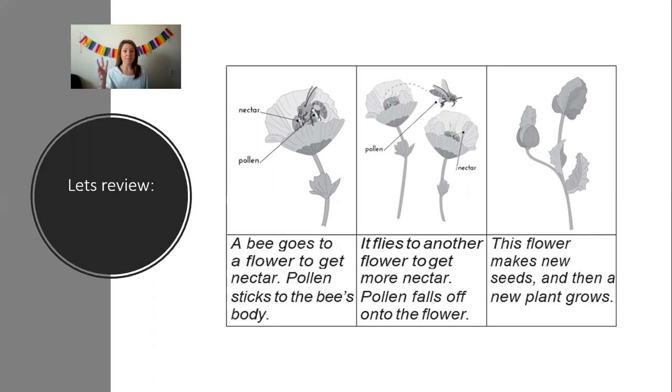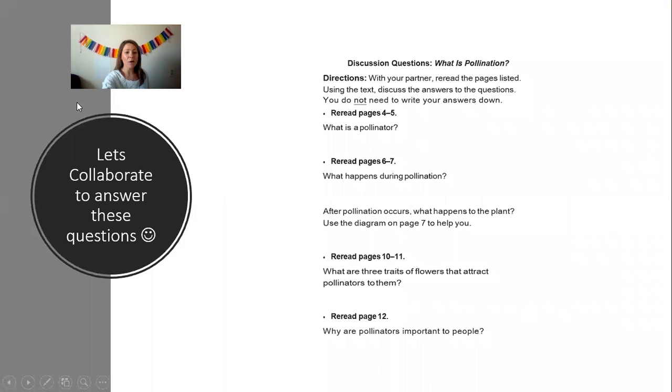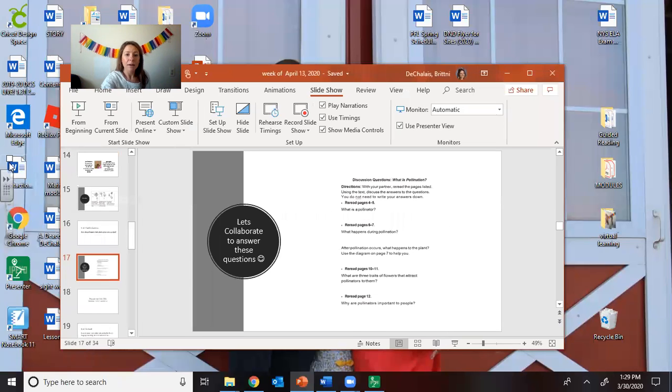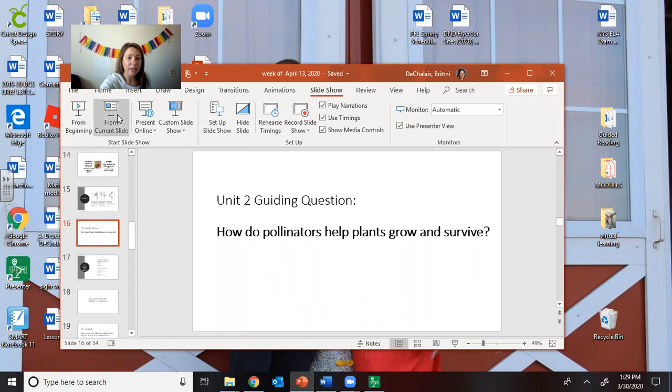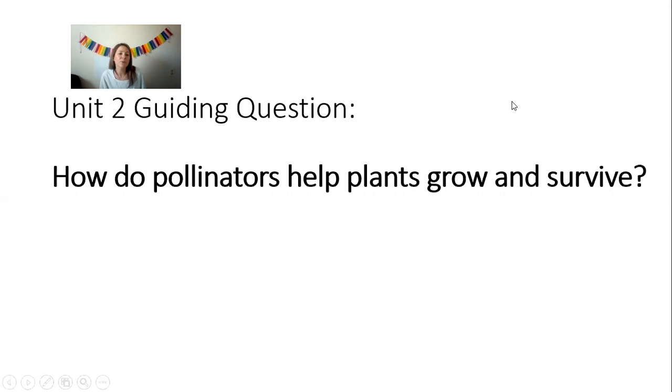So those are the 3 steps of pollination that we've already learned about, but I just wanted to be sure that that information doesn't fall far from your mind because it's super important to understand these 3 steps and why they are so important. All right, remember, oops, wait, I went too fast again. Here we go. Remember, friends, our Unit 2 guiding question is, how do pollinators help plants grow and survive? Let's keep learning together to figure out the answers to these guiding questions.